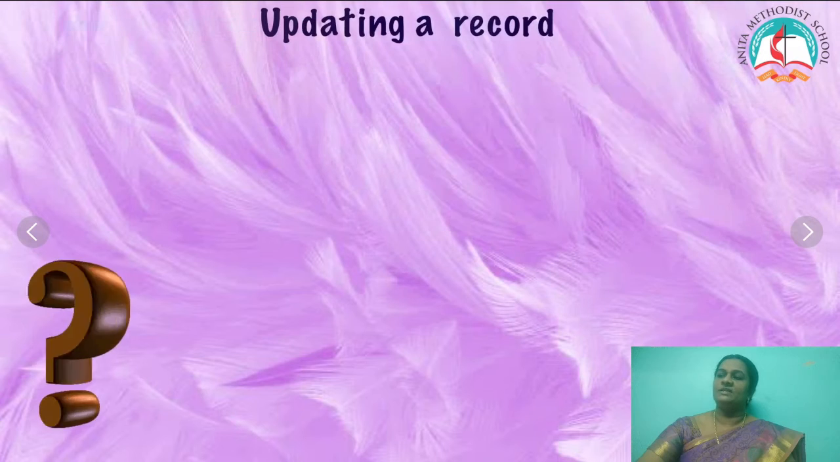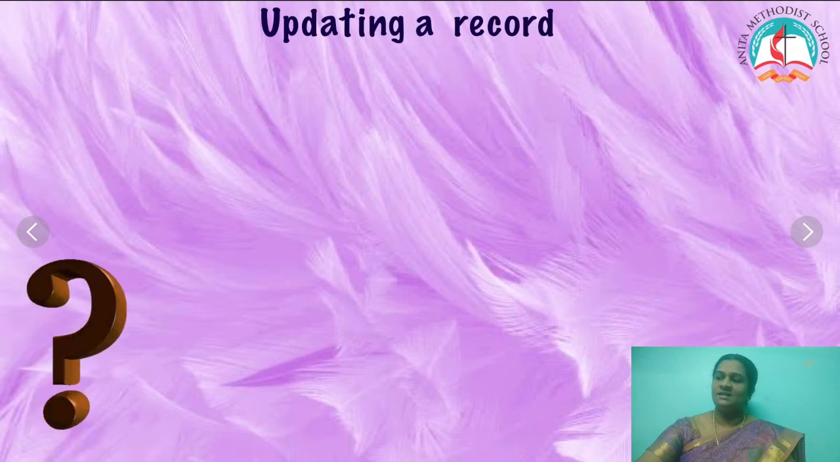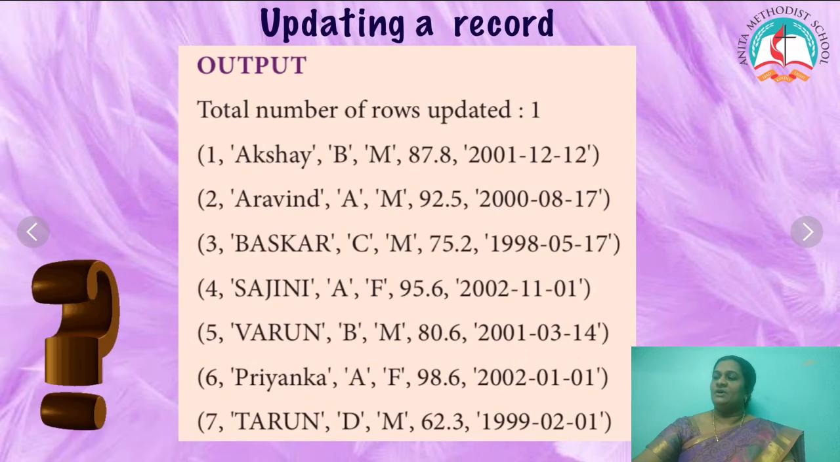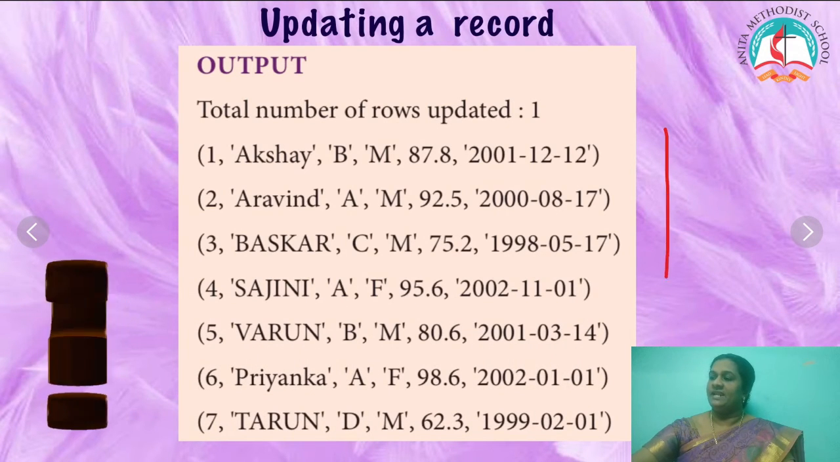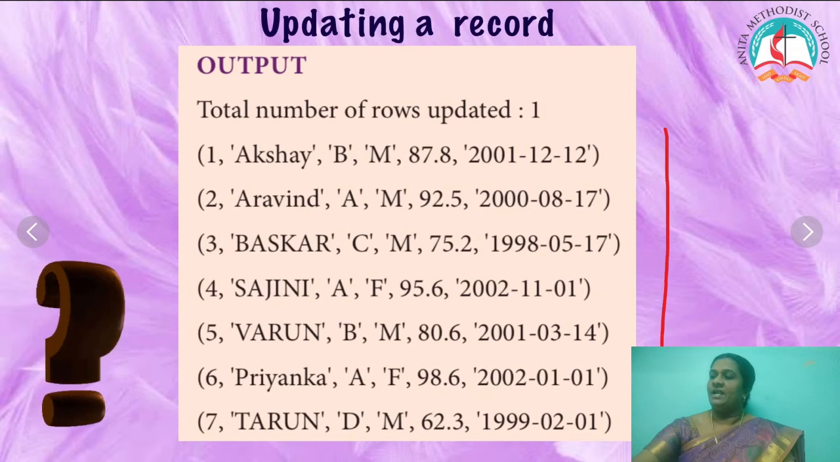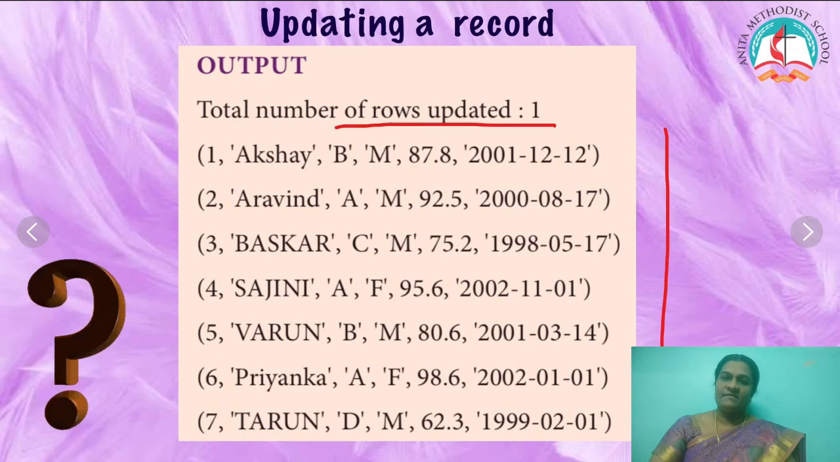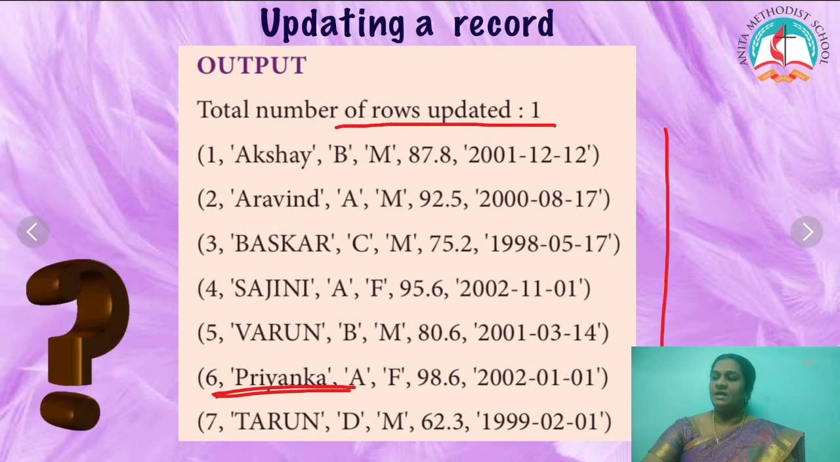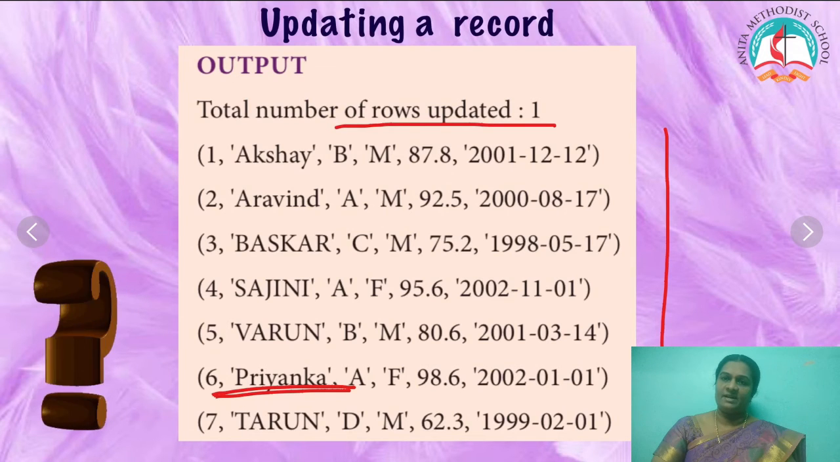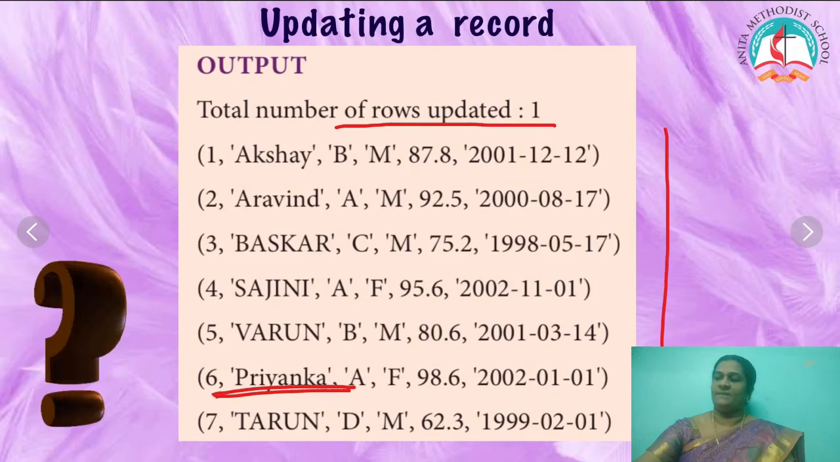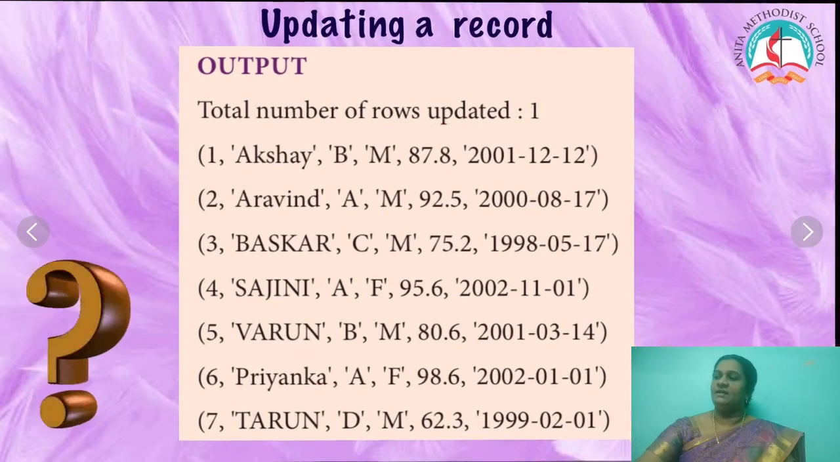Now can anyone guess what would be the output? Yes, before I project it. Correct. So now see here, all the data is being printed, and now what happens? One row is being updated. Whatever changes we have made, that particular row alone is being updated. This one was the one we were updating, and it is changed to the correct name that we have given. This is about updating a record.